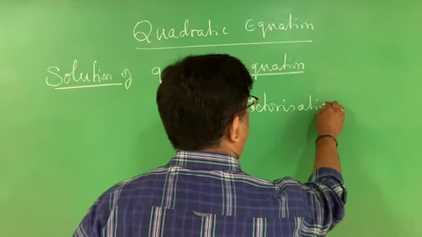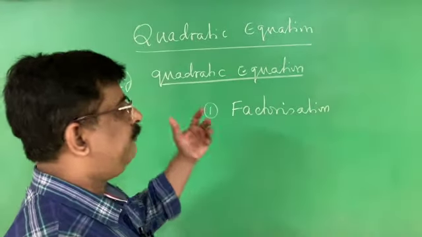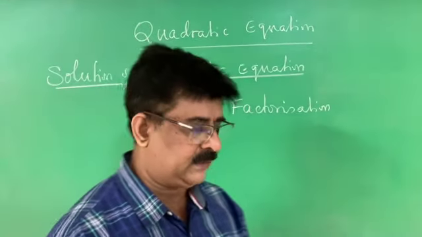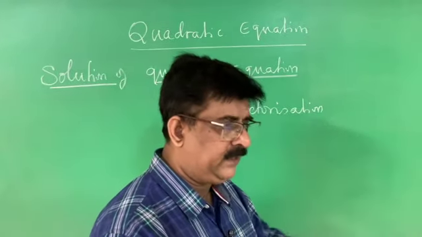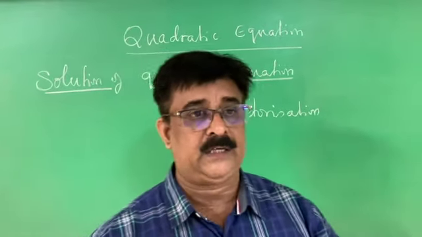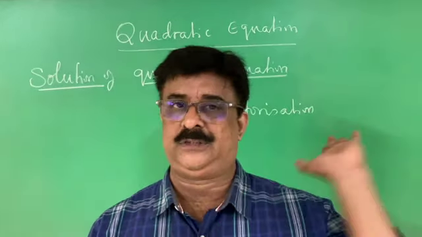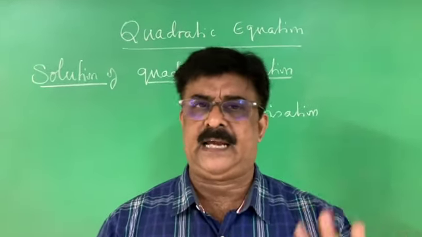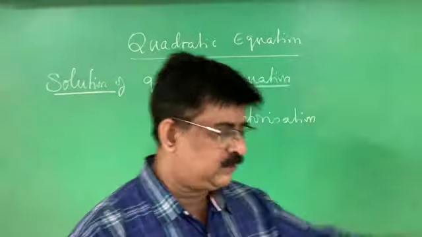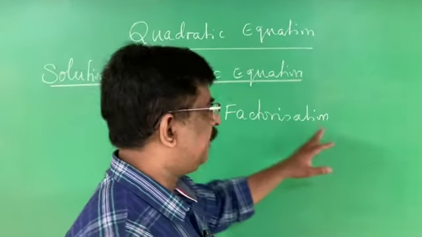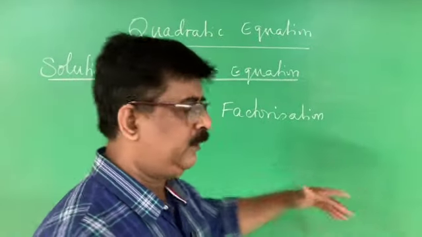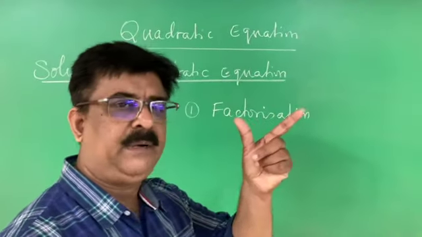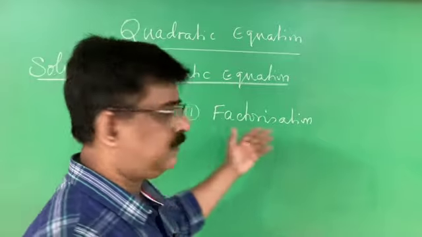Factorization is one method of finding the solution of a quadratic equation. But always keep in mind, factorization is a method to find the roots of the quadratic equation only when the roots are real. When the roots are real, we can find them by the factorization method, and we know how to factorize a trinomial using the same method, splitting the middle term. We are going to find the roots of the quadratic equation.